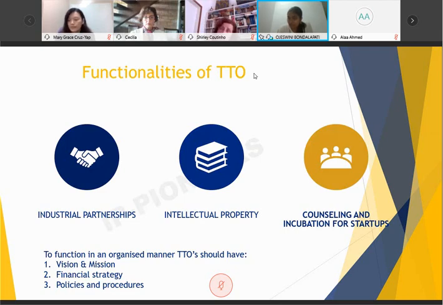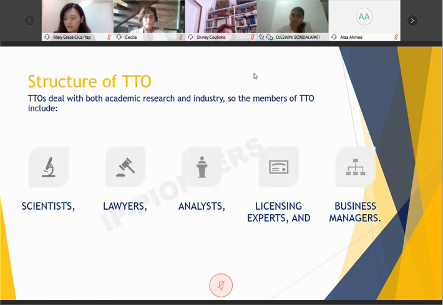Apart from this, the TTO should have its own vision and mission, financial strategy, planning, and policies and procedures. So a TTO is not just an organization or non-profit organization, it should also have its own financial strategy. It should have some income where it can support the members, and the main thing is policies.